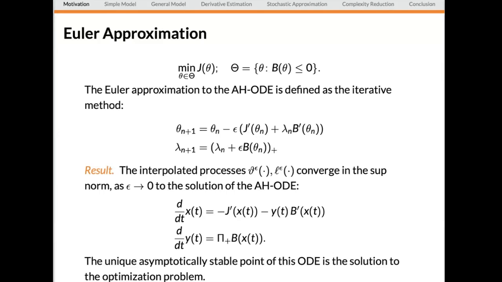The solution to this ODE is two functions. These are functions of time, so the time is continuous. These are discrete sequences, so they live in separate spaces. So how do you compare apples and pears?